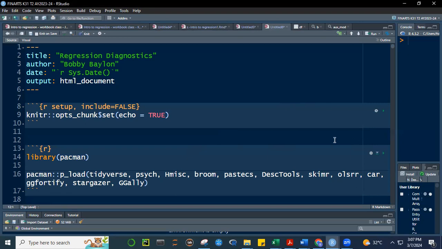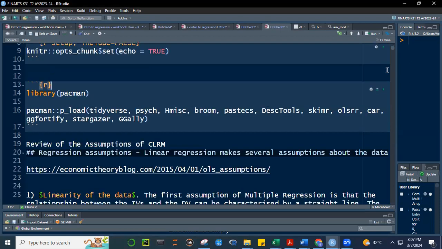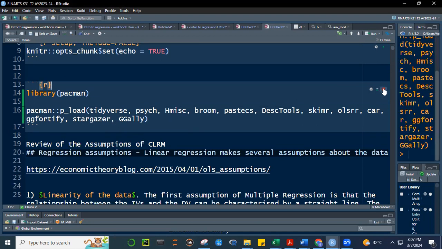So today we're going to revisit the model that we created. Okay. And after we have created the model, it doesn't stop there. We have to go back and review whether the assumptions under the classical linear regression model are met or violated. So let's load the packages that we were using. Okay, these are the packages that we were using. So let me just run this. And let's have a quick review of the assumptions of linear regression.